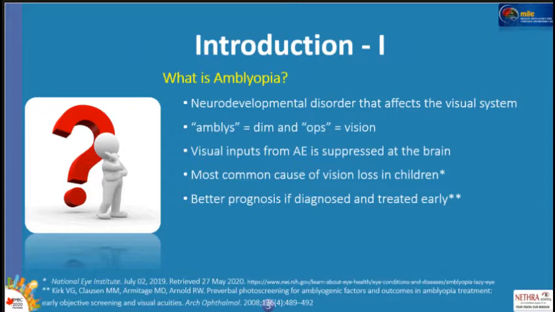Amblyopia is a neurodevelopmental disorder that affects vision. The word amblyopia is derived from two Greek words, amblyx and ops, which together mean dim vision. For a person suffering from amblyopia, the visual inputs from the amblyopic eye or AE are suppressed at the brain. Statistically, amblyopia is the most common cause of vision loss in children. Studies have shown that there is better prognosis if amblyopia is diagnosed and treated early. Let's see what causes amblyopia in the first place.